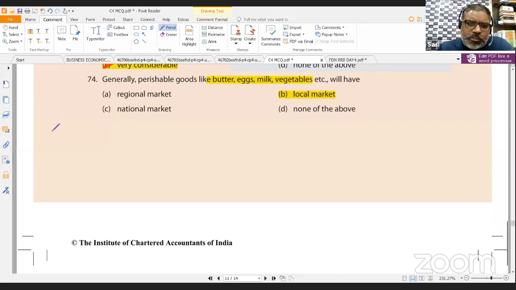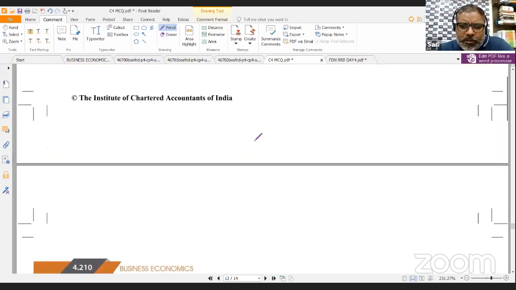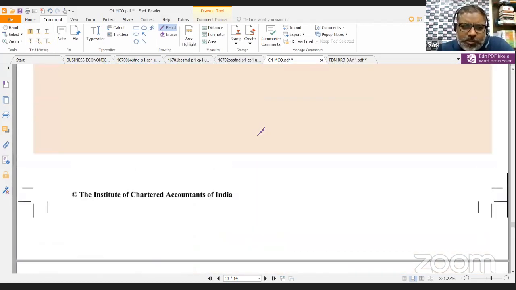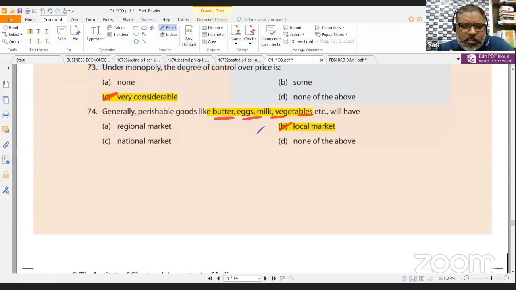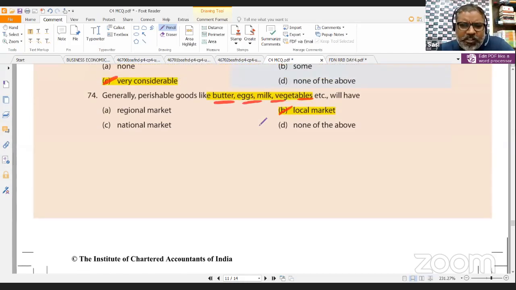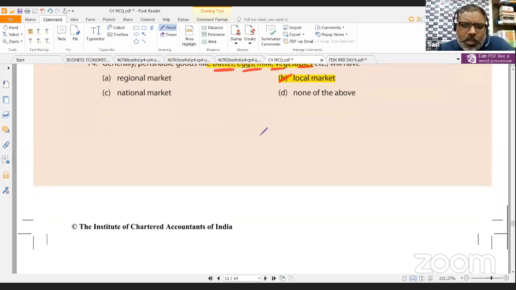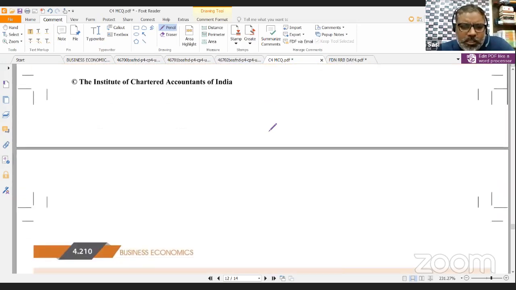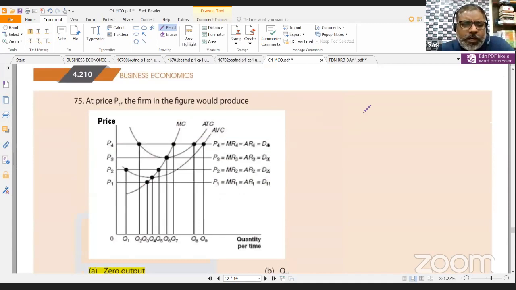And once again, 74th question: perishable goods like butter, eggs, milk, vegetables, those all will generally be available in the local market. Generally is always what we have to keep in mind. Whenever we take an example, there will always be exceptions. Somebody may say Amul is manufacturing somewhere in Gujarat or Rajasthan and now it is selling everywhere in India. It's a national market. Okay, everything can be answered. Everything has an exception. But in general, perishable goods have a local market. In general is the word to be focused on there, not to find out exceptions.